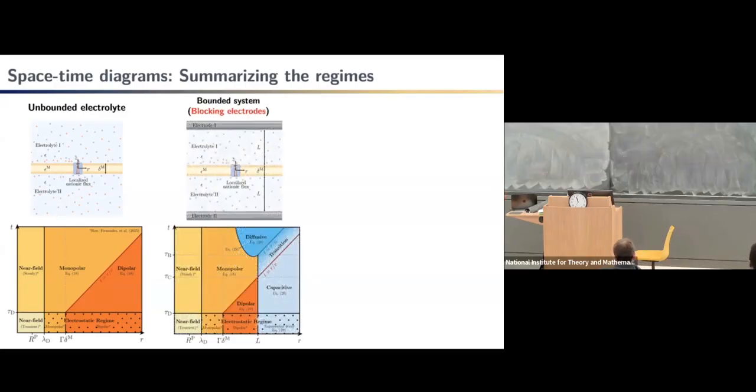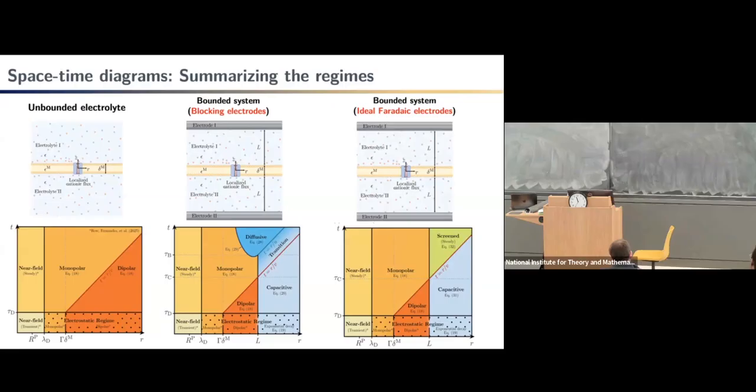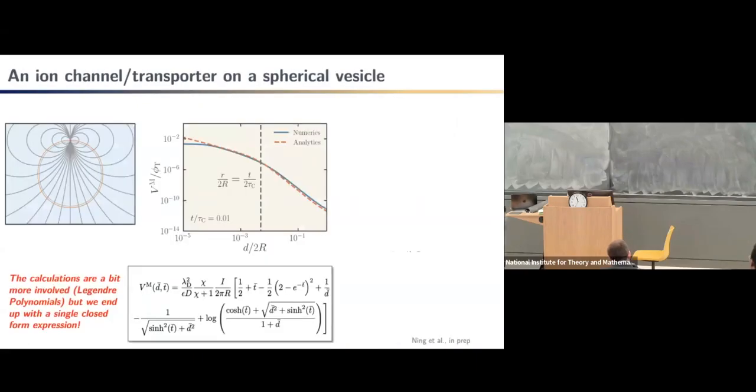What happens when you have bounded electrolytes is that the space-time diagram is now perturbed, and there are different charging regimes. And finally, if you say that I don't want blocking electrodes, but I want electrodes where reactions happen, that turns out to perturb the space-time diagram in a different way. So all of this gives us a physical picture of how the activity of an ion channel is charging the membrane, and things are propagating along the membrane.